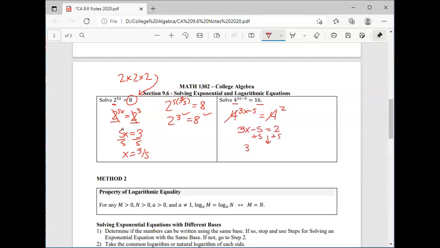And so we would have 3x is equal to 7, divide by 3 on both sides. So x would end up being 7/3. We could always go back and plug that in for x and make sure that it's equal to 16. Well, 3 times 7/3 is going to be 7. So 7 minus 5 would be 2. And that's true. Checks out.